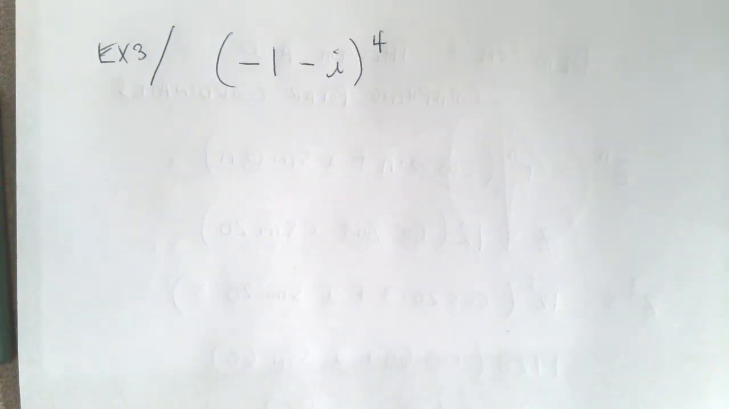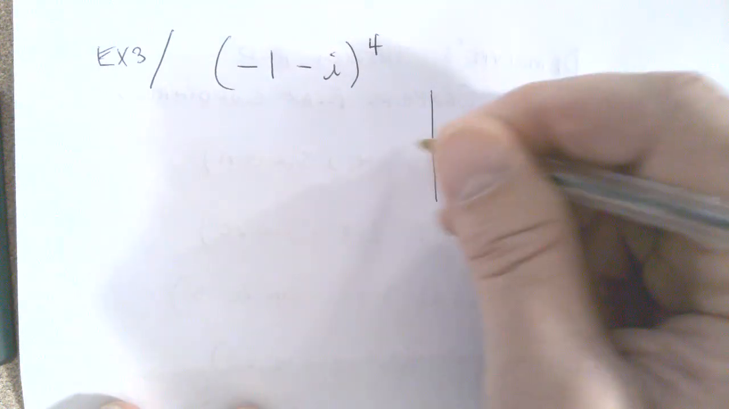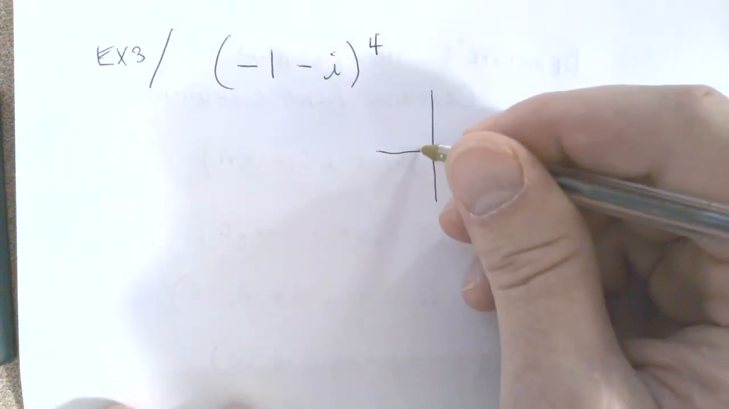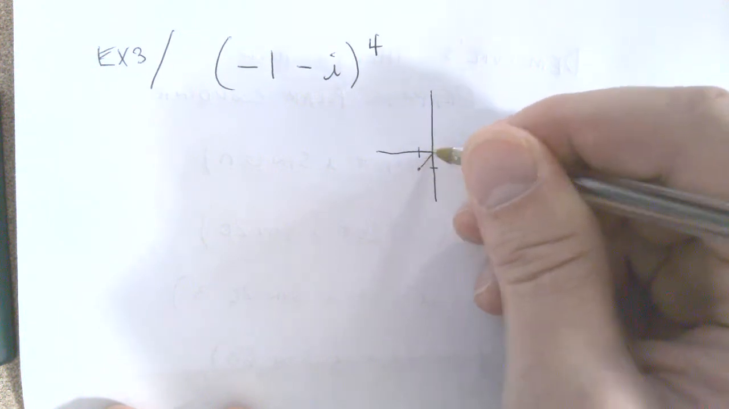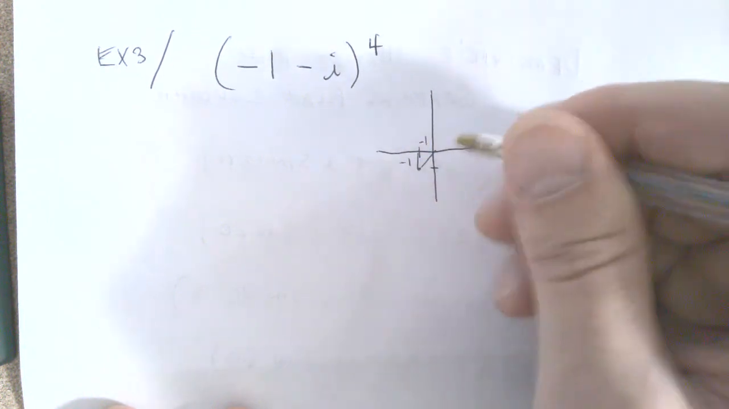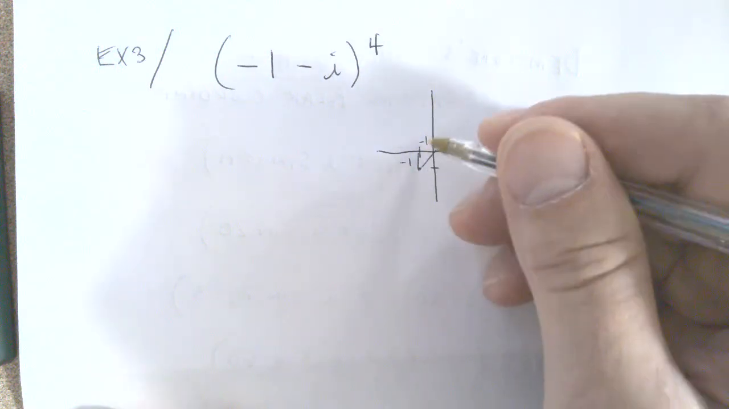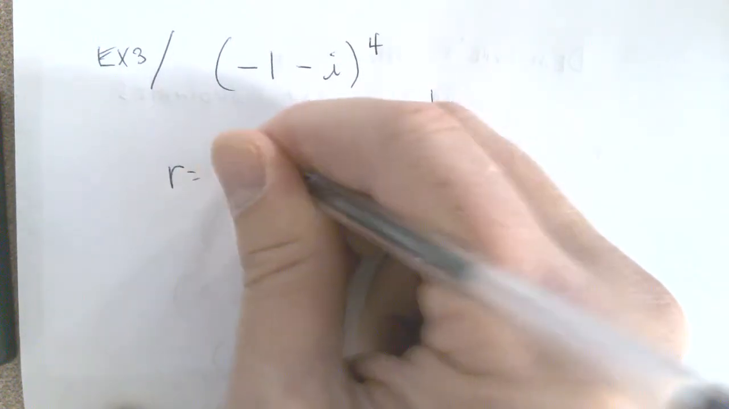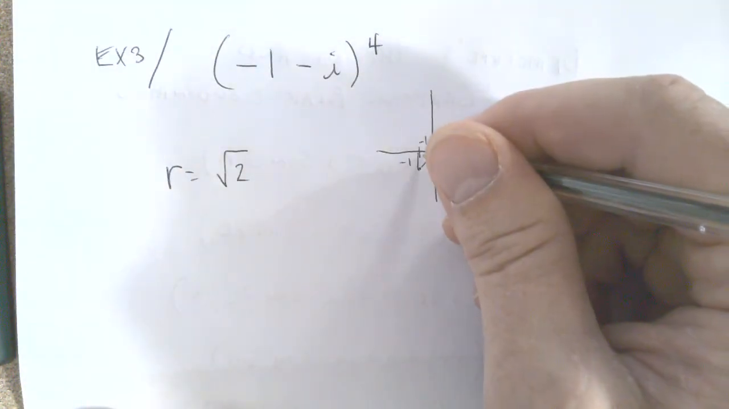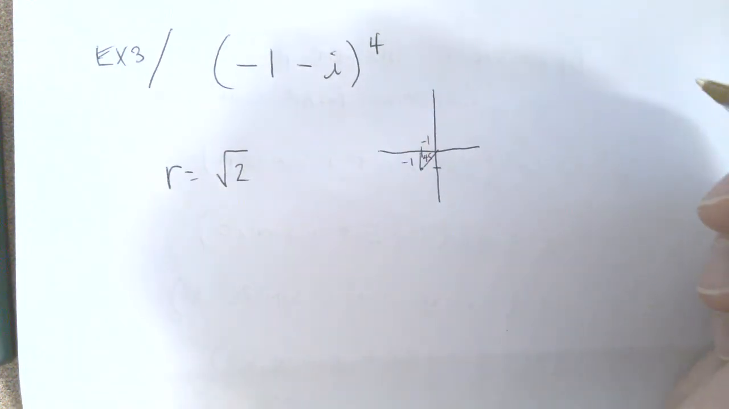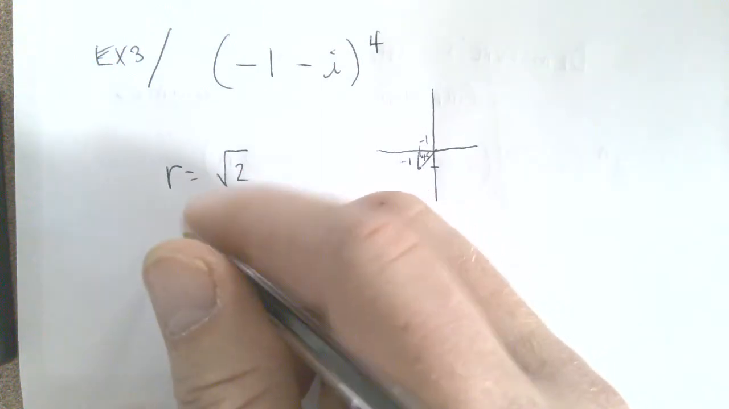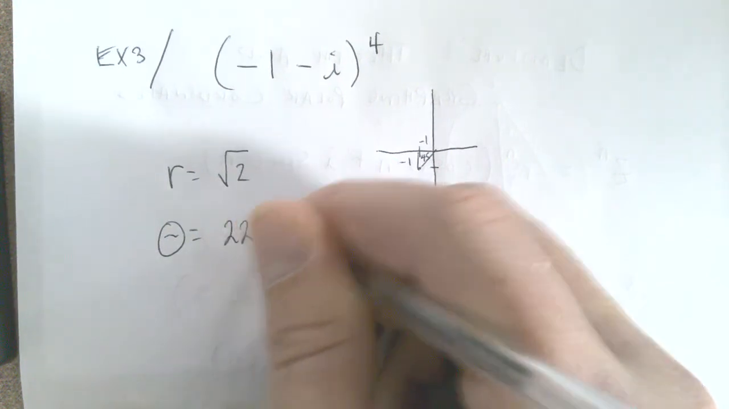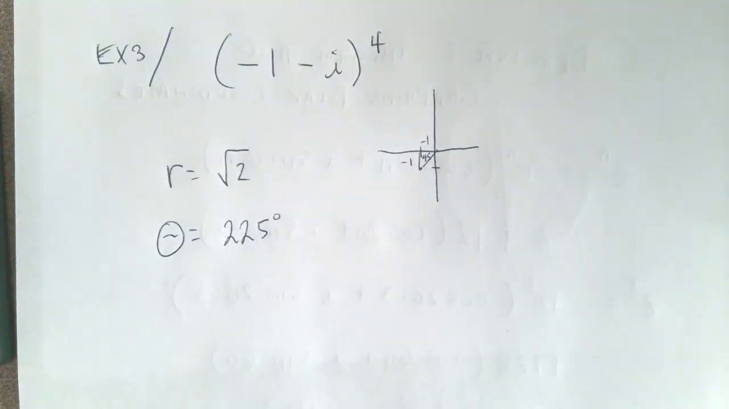So again, the first thing we'd want to do on this is go ahead and make our graph to find our R value. So we're plotting the point -1, -1. Because it's a 1, 1, what's the radius going to be? Radical 2. That tells us this is a 45. So we're going to do 180 plus 45 for theta. So hopefully you got 225 degrees for theta.